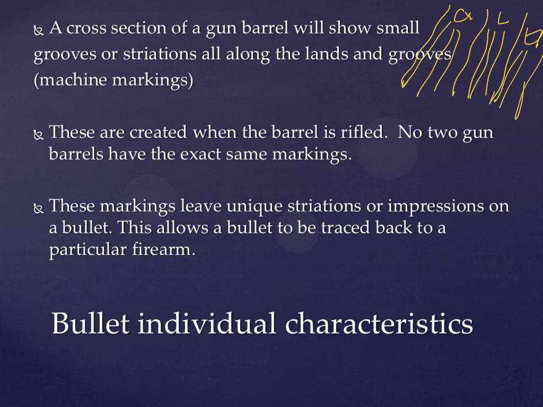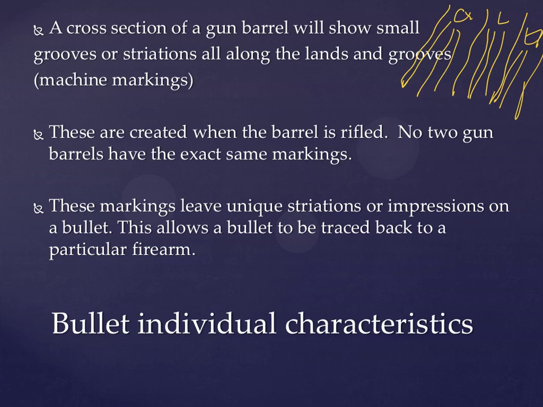Okay, so again, these markings are created when the gun is rifled. So when we give it those depressions and those cuts on the inside, that's going to make the bullet twist. And no two gun barrels are going to have the exact same markings because it depends on the individual machine. So this is where you're going to get some unique impressions or unique stripes or patterns on the bullet. And that can allow the bullet to be traced back to a particular firearm.